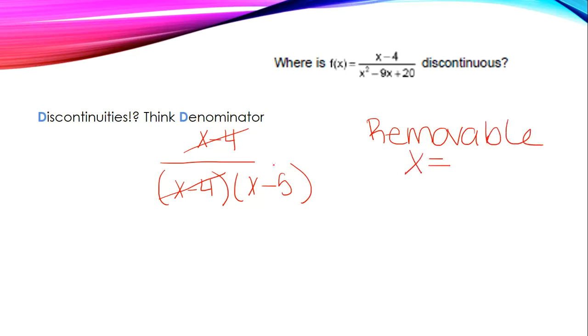And then because I was not able to cancel x minus 5, it is non-removable. I'm just going to put non, and I'm going to put the letter R for non-removable at x equals 5, because I was not physically able to remove this factor.